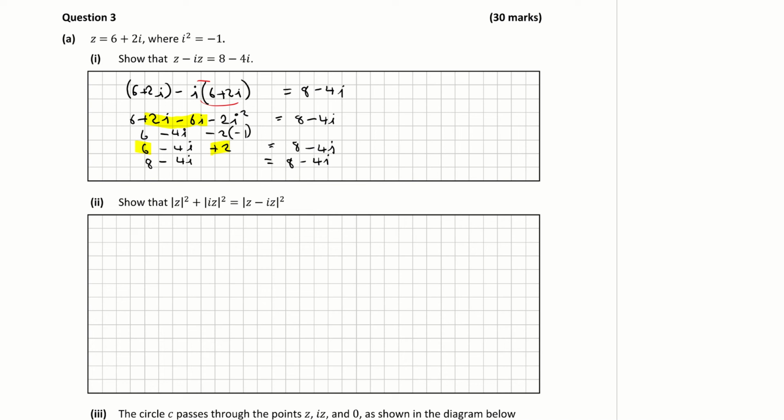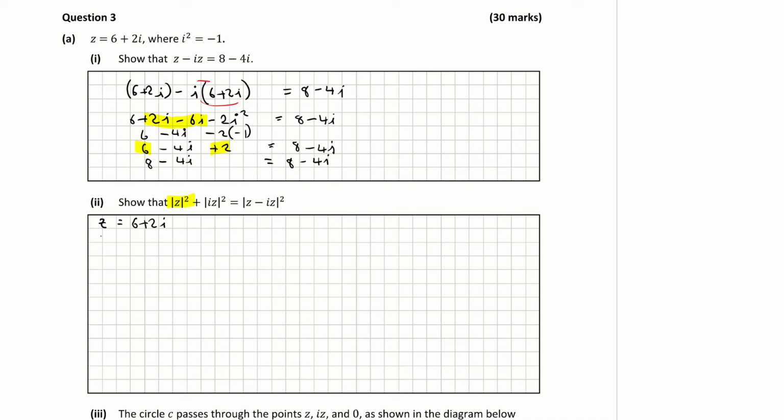Part 2. Show that the modulus of z squared plus the modulus of iz squared is equal to the following. So just take your time with this one. There's 3 parts to it. First part I'm going to do is work out the modulus of z squared. So we do know that z is equal to 6 plus 2i. That's what we're given in the question.